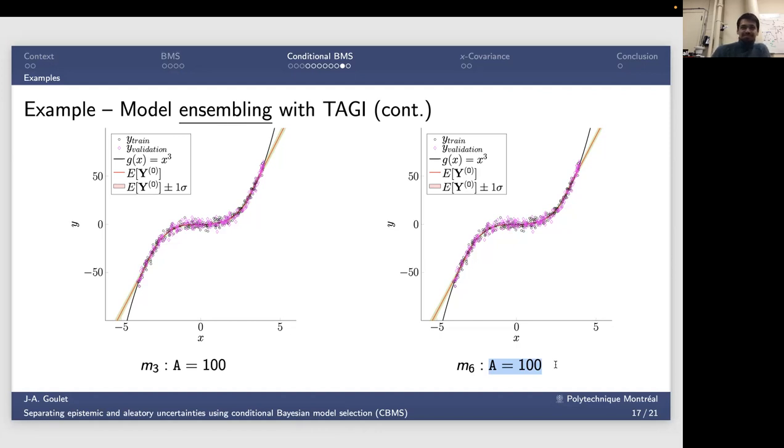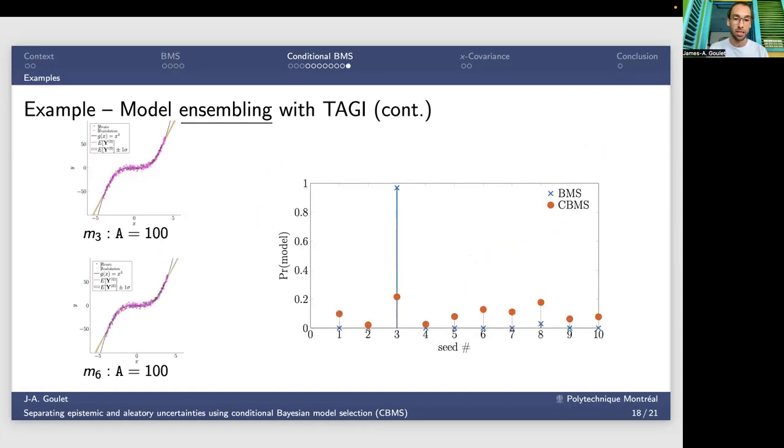50-50, huh? I wouldn't say I would bet against either of those two models. If I didn't need to make a prediction, I would say trust those. For me, they are almost identical. So now we have a probability of like 97 for model 3 with Bayesian model selection. And again, if I repeated this exercise many times, it would never always be model 3. It would change from one model to another.